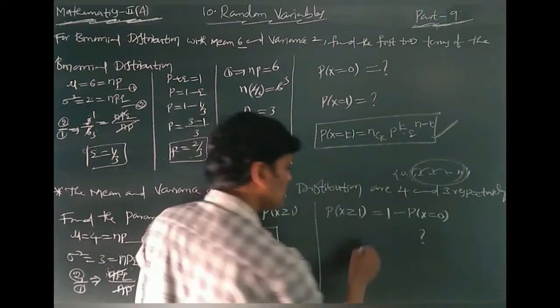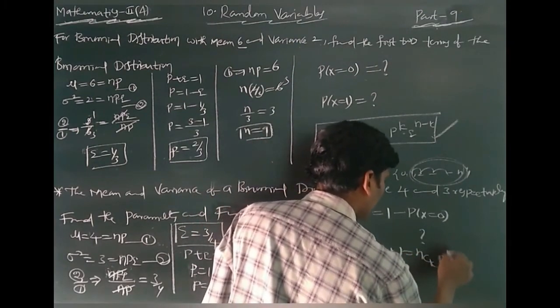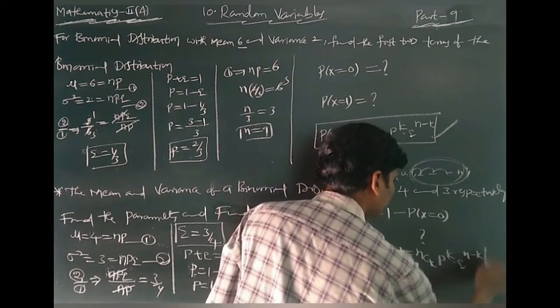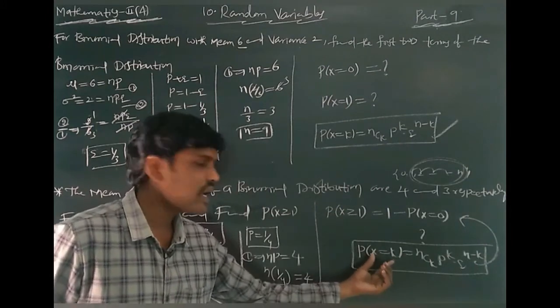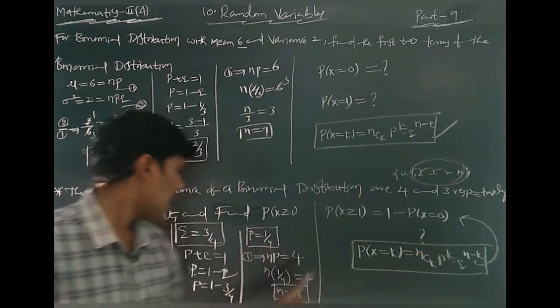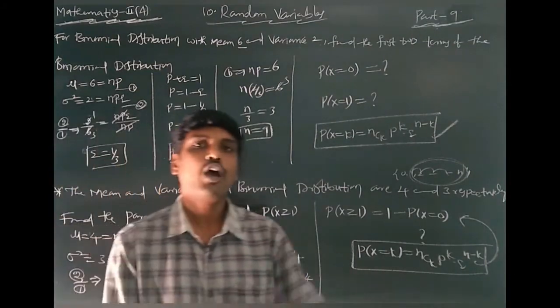In this P of x equal to 0, the formula is P of x equal to k is nCk, p power k, q power n minus k. In this binomial distribution formula, you can write k value is 0, n value is 16, p value is 1 by 4, q value is 3 by 4, and you get the answer.